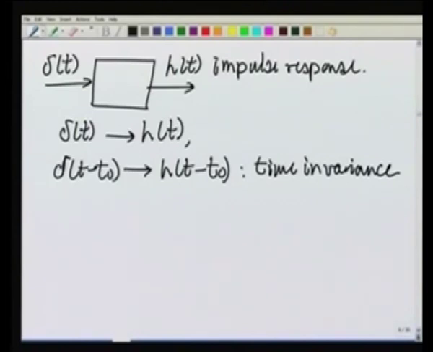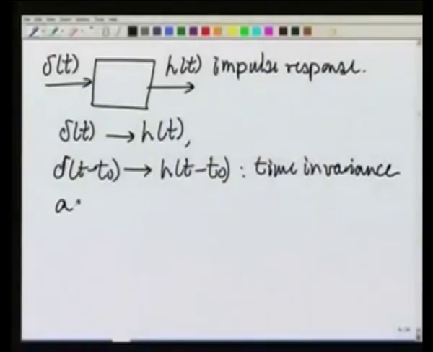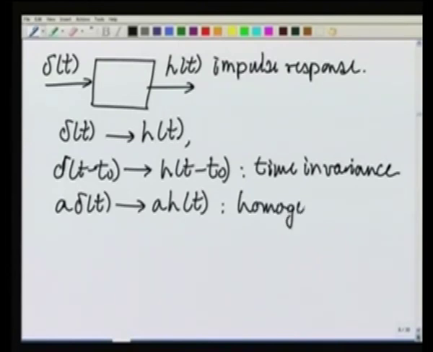Then the next property we want to seek will arise out of homogeneity of the system, and that is that if we apply a times delta(t), then we should get an output of a times h(t). This is homogeneity. And finally, we have linearity, but we will come to linearity in a little while. So, we have these two properties. Now, the additivity will come into picture when we apply the impulse representation.